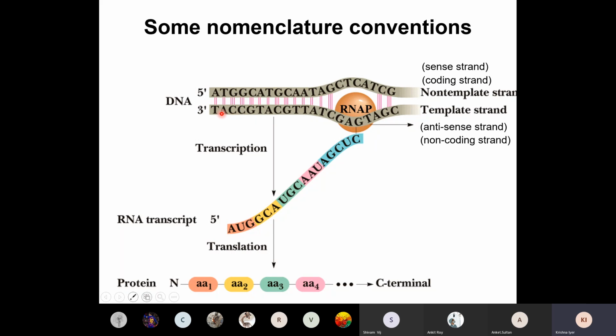And now see what is happening, it is reading this strand. And what is the orientation of this strand? See, this is 3' to 5'. It's looking at this strand and making the RNA, and the RNA is made in the 5' to 3' direction. So if you look at the RNA now and look at the sequence here, see, it will be complementary.